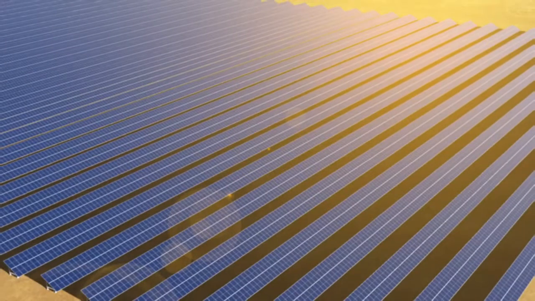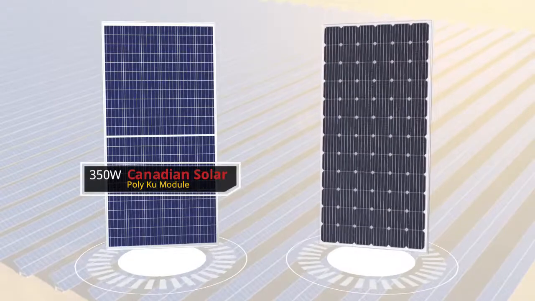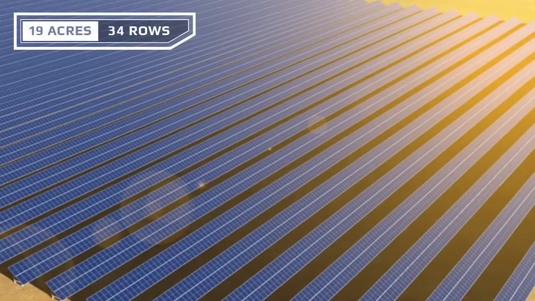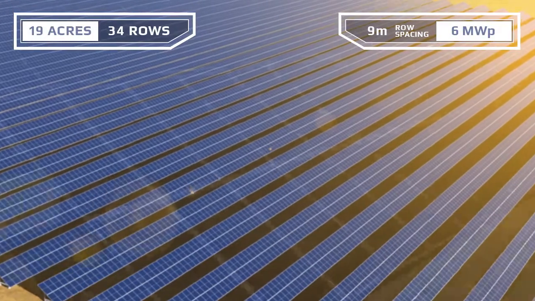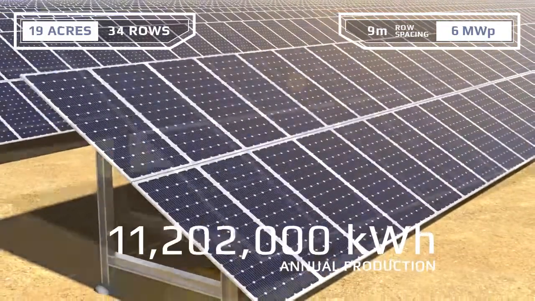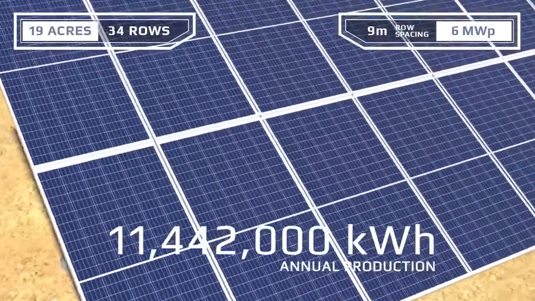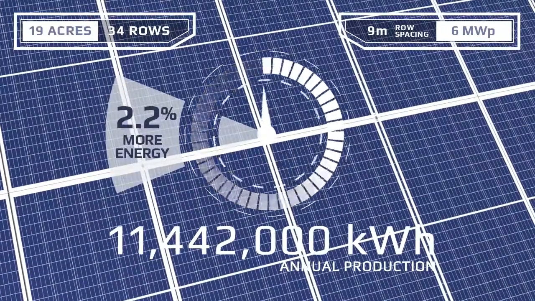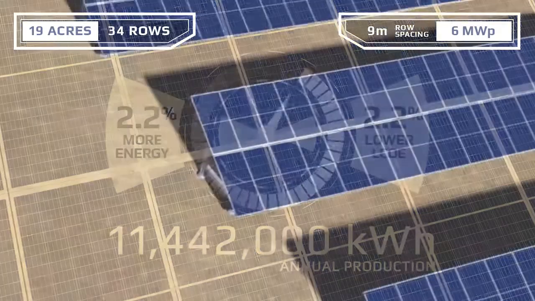Let's look at a real-life design example, comparing our 350-watt Poly COO modules to our competitors' 350-watt standard mono modules. We've got 19 acres of land, which fits 34 rows of modules, with 9-meter spacing between the rows for 6 megawatts total. Here's our competitor's standard mono system. And here's the Canadian Solar COO Poly module system with the exact same 6 megawatt design. Our COO Poly modules produce 2.2% more energy. That's a 2.2% lower LCOE on an apples-to-apples basis.